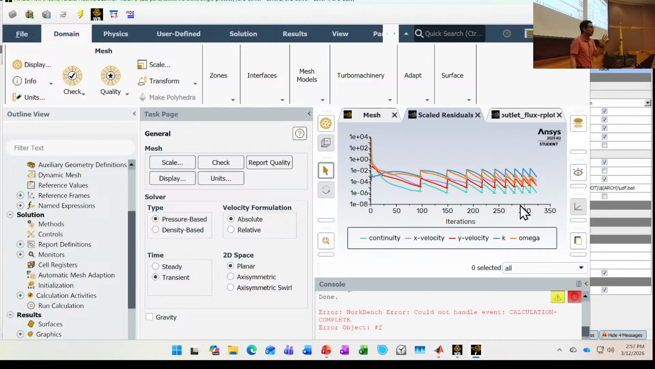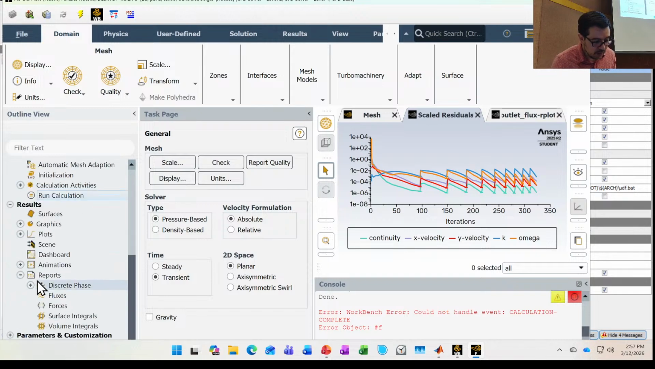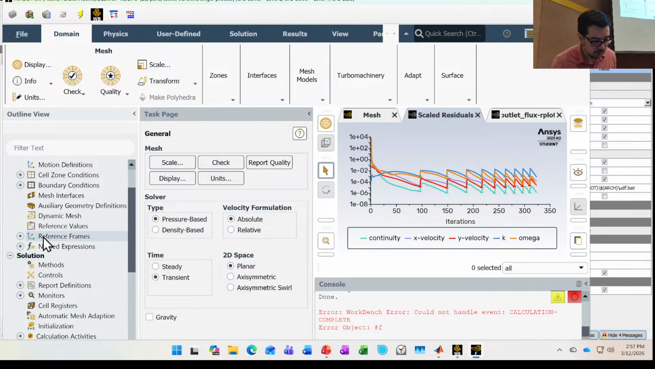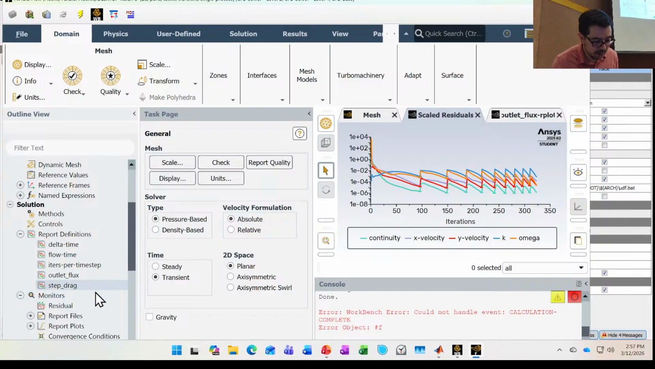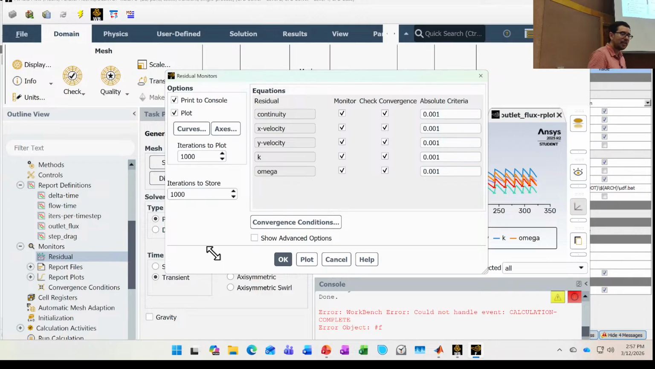Okay, so we're not going to get deep into the theory here. But these residuals, no. Where did I lose it? There we go. Okay. Under the monitors, you have the option to set criteria for what's happening.